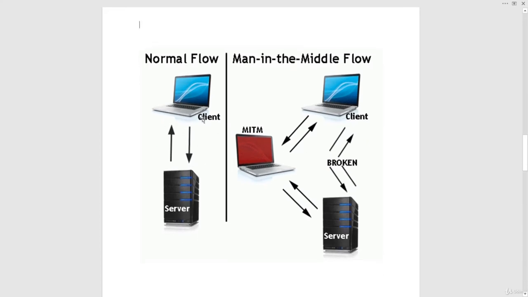So this is the normal flow. The client will request some page and the server will render that. This is your normal flow, and there is a man in the middle, and this man in the middle is basically a hacker. What happens is, instead of sending requests directly to the server, they will be sent through this hacker machine. We have already said that, in order to send the correct information to the client, or the correct request to the server, it will look at the MAC addresses.